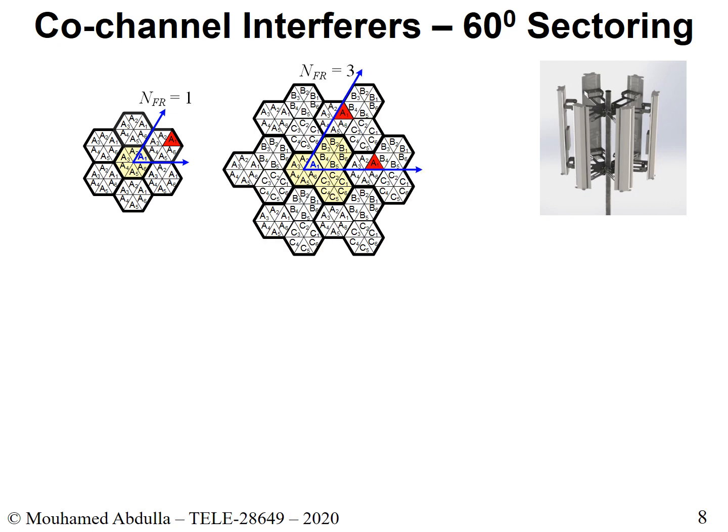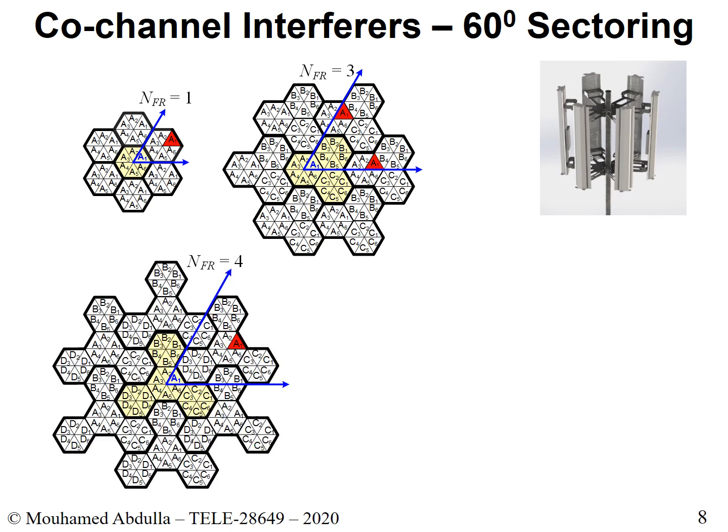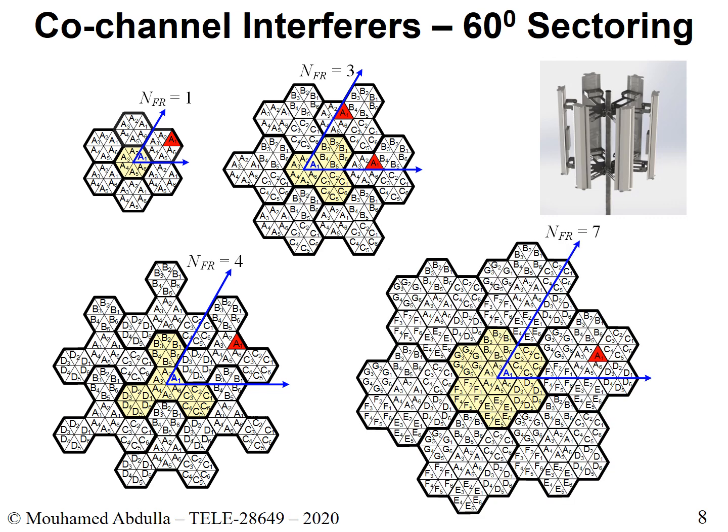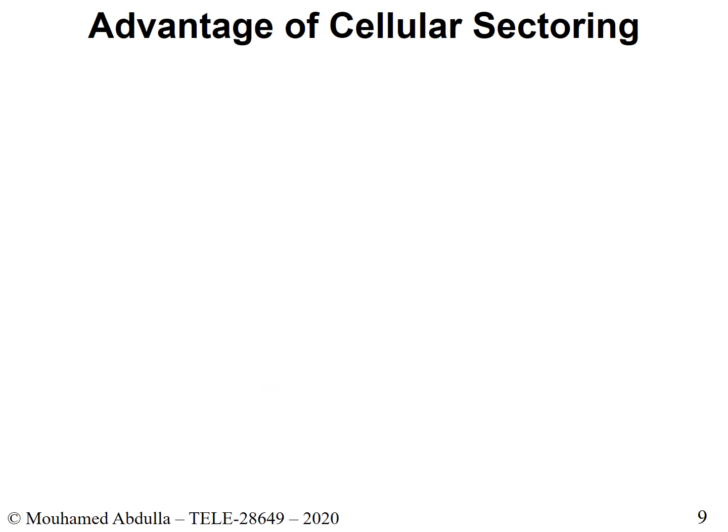If we look at, for instance, a cluster of 3, you'll see 2 interferers. If you look at a cluster of 4, you'll see 1 interferer. And if you see a cluster of 7, you'll see 1 interferer. So this is a major improvement. 60-degree sectoring is even better than 120-degree sectoring, and 120-degree sectoring is better than an omnidirectional antenna. So far we saw the benefits of having sectoring, and we realized that sectoring actually decreases the co-channel interference.